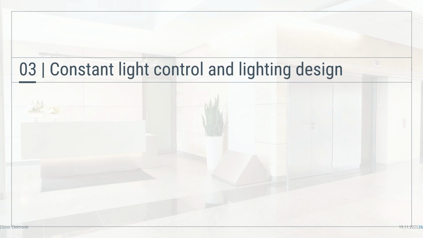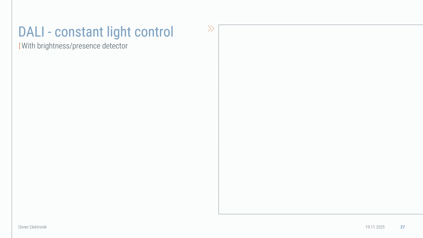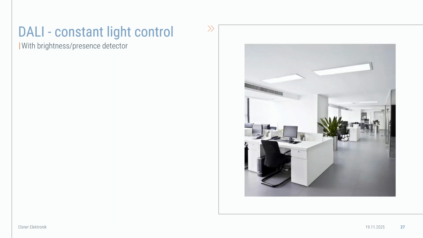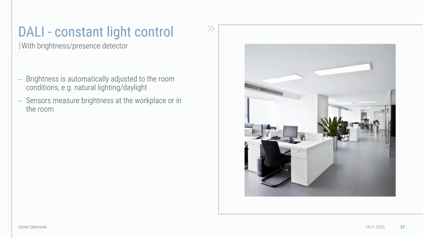The next chapter will focus on constant light control and lighting design. What is constant light control? In constant light control, brightness is automatically adjusted to the room conditions. Sensors measure brightness at the workplace or in the room. Energy saving lighting is only operated as brightly as necessary. And we have the optimal automation in combination with presence detectors.